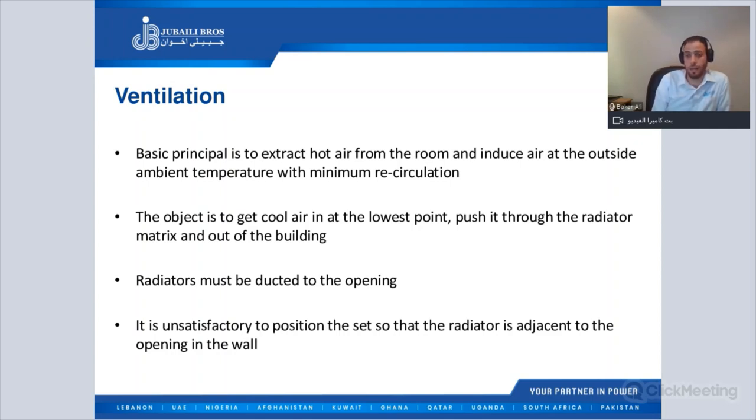Some people attach the radiator directly to the opening, which is not acceptable and should not be considered, because a small gap will be there between the opening and the radiator, which will cause hot air to circulate again inside the radiator room. We will also have air flow restriction between the radiator and the opening. So we must keep a distance of minimum 1 meter between the radiator and the opening, and connect duct between them. Again, putting the radiator directly at the opening is not acceptable. We have to keep a minimum distance of 1 meter between the radiator and the opening, and connect duct over that 1 meter.